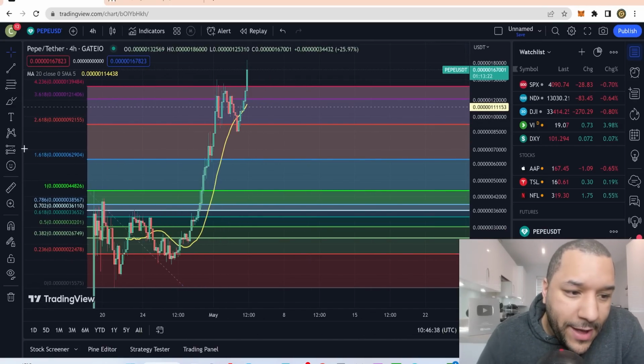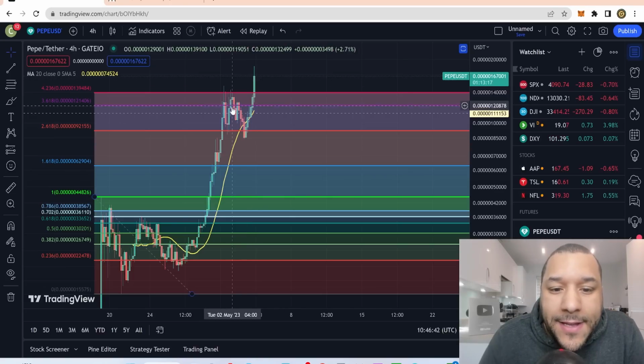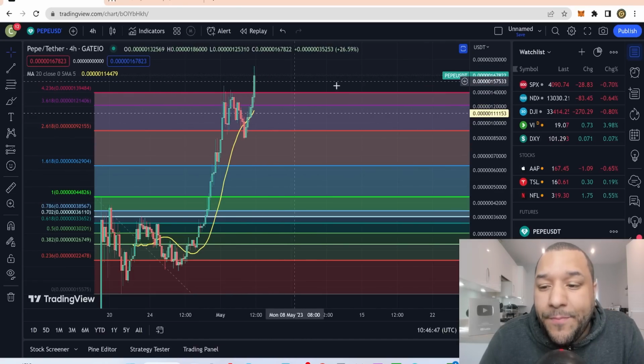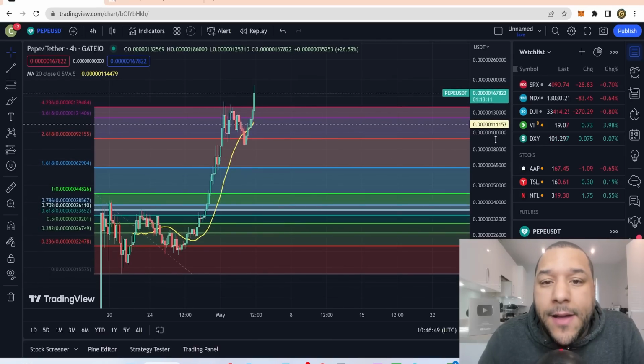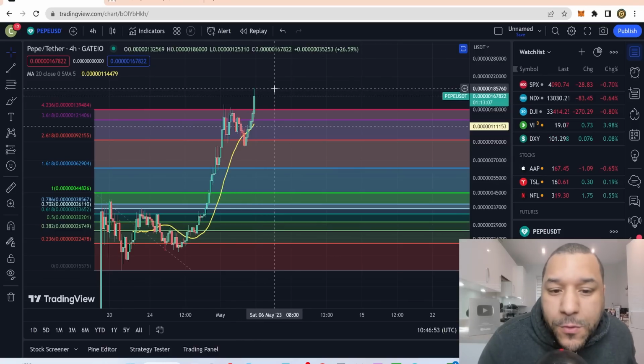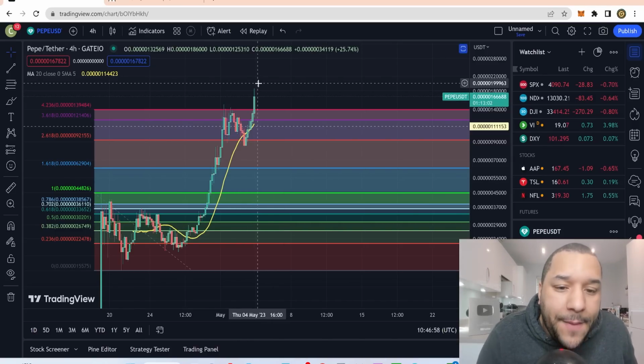So right now, PEPE has come back. We're seeing a quick pull up again, and you can see it's extended outside of this 4.23 fib extension. What does it mean? Well, it could go higher, but it could also mean that PEPE is reaching its levels at this current particular wave cycle, or just the wave, like the hype that it's had.